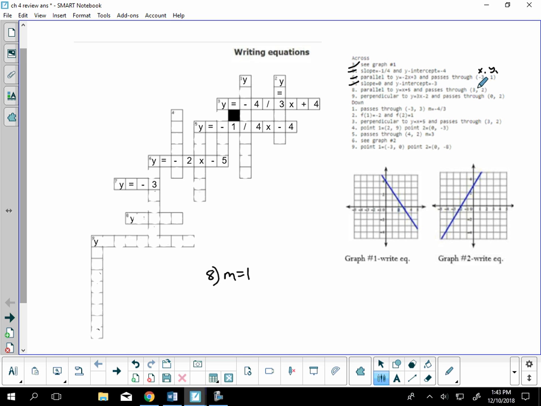Again, that's going to be my x sub 1, my y sub 1. So y minus 2 equals 1 times x minus 3. Distribute. Y minus 2 equals x minus 3. Add 2 to both sides. Y is going to equal x minus 1. And that is number 8 across.